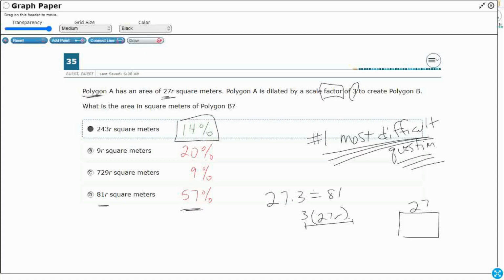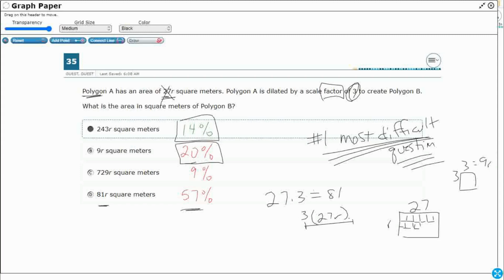But once we saw that we had this, the base and the height, we knew that we were dealing with square meters. And so we needed to deal with both the base and the height. Now, some of us chose this B, this 9R, and that's most likely just ignoring this right here and just taking the 3 and the 3 and multiplying that to get the 9. But that's obviously ignoring the 27R square meters.